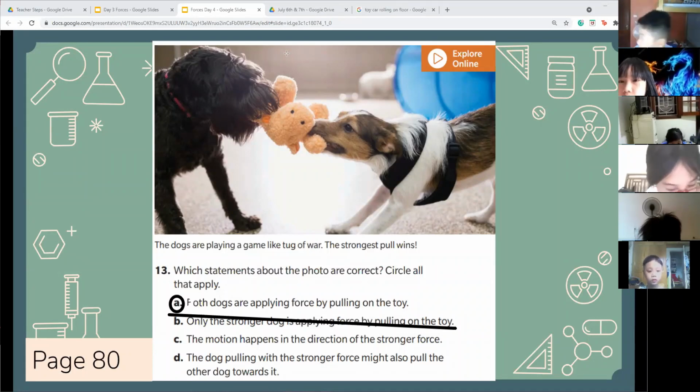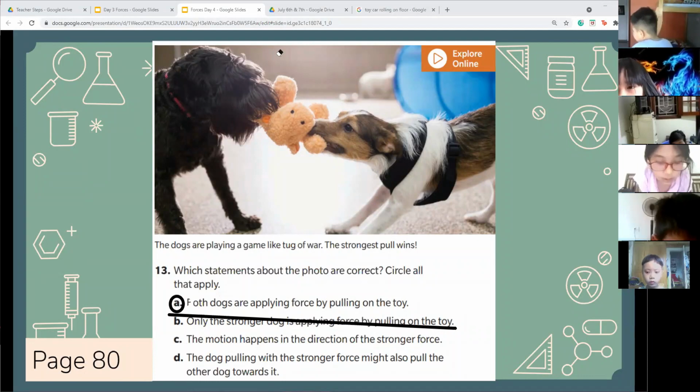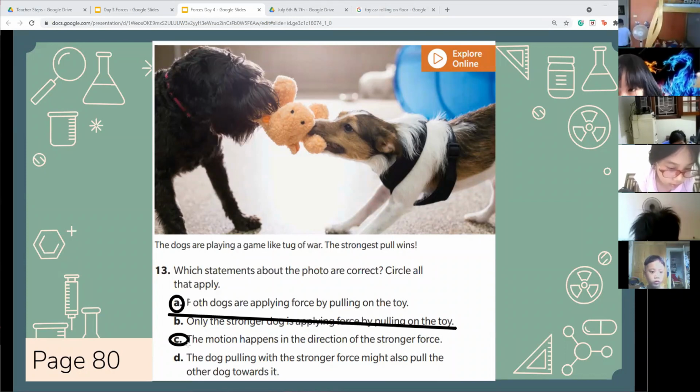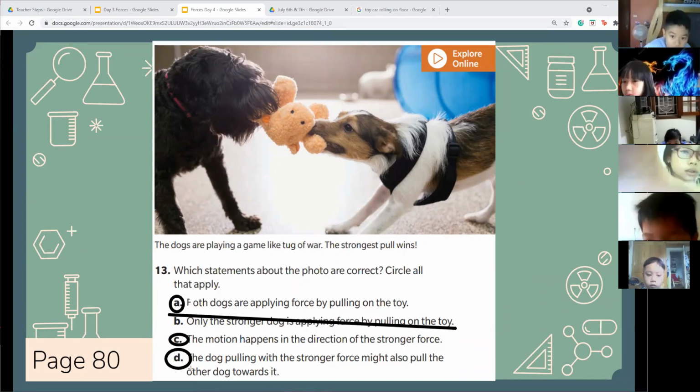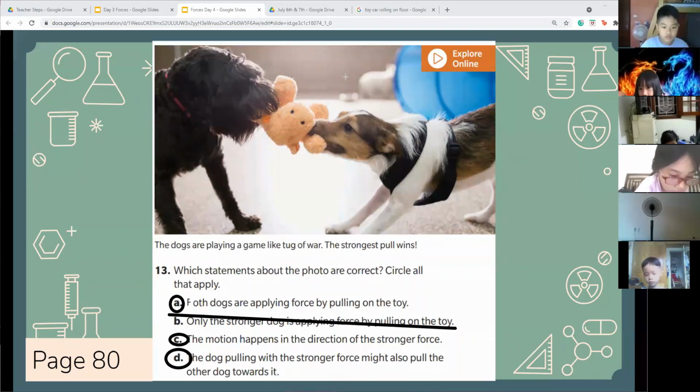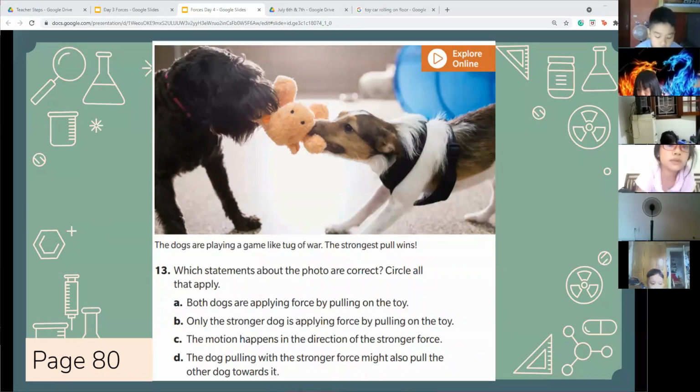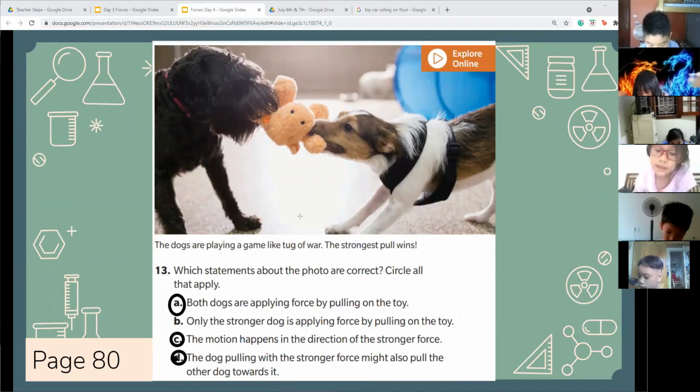I'll do the last one, and you can tell me if it's true or false again. Uh-oh, Mr. Connor messed up his circling. Let me erase that. D: The dog pulling with the stronger force might also pull the other dog towards it. Is this true or false? Everyone in 3, 2, 1. This is true. If you said true, you got it correct. So if you answered A, C, and D, you are correct. B is the only false one.